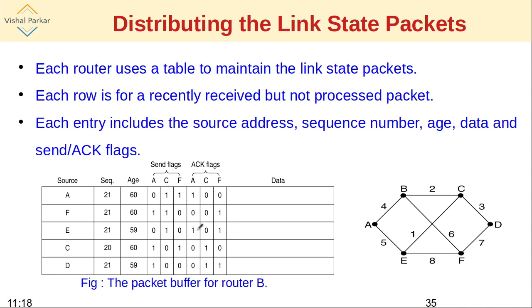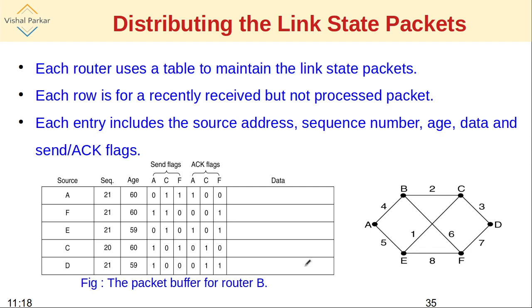Whereas as the packet was received from the two neighbors A and F, they are to be acknowledged, and that's why the acknowledge flags for A and F are 1. So as the packet is not coming from C, it is not to be acknowledged at C. So similar is the case with D as well. You can check afterwards.